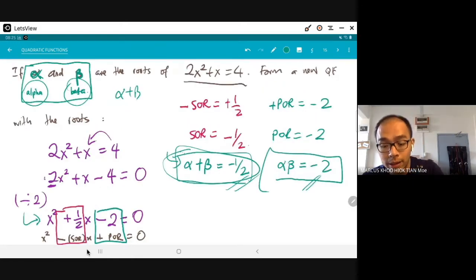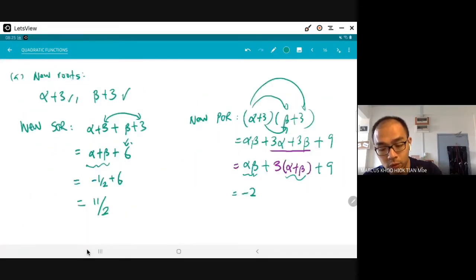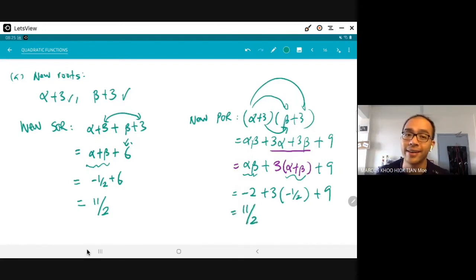Okay, so alpha beta is negative 2. Negative 2 plus 3 times alpha tambah beta is negative 1 over 2, plus 9. Okay, and you will finally get 11 over 2 juga, interestingly. Okay, so both the sum of roots and the product of roots is 11 over 2.